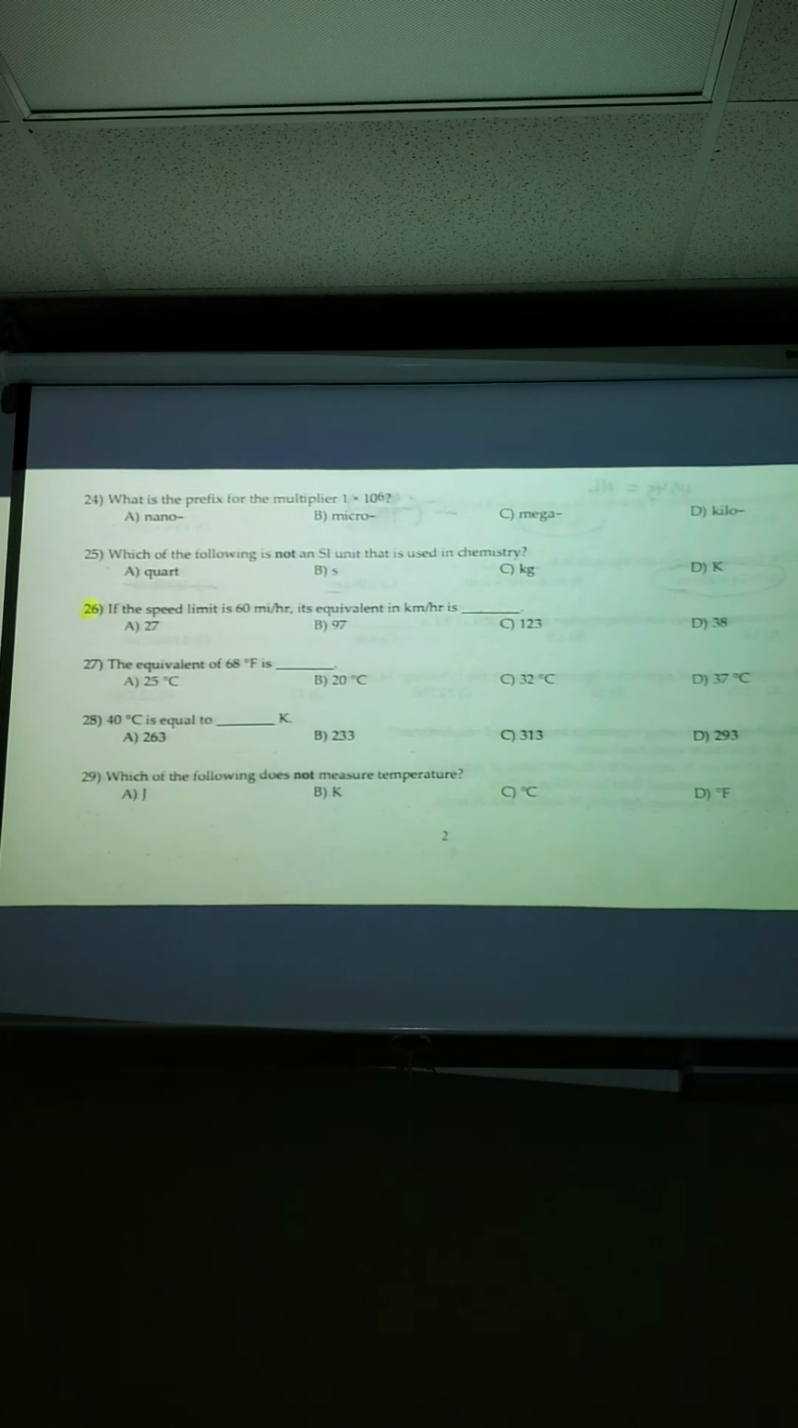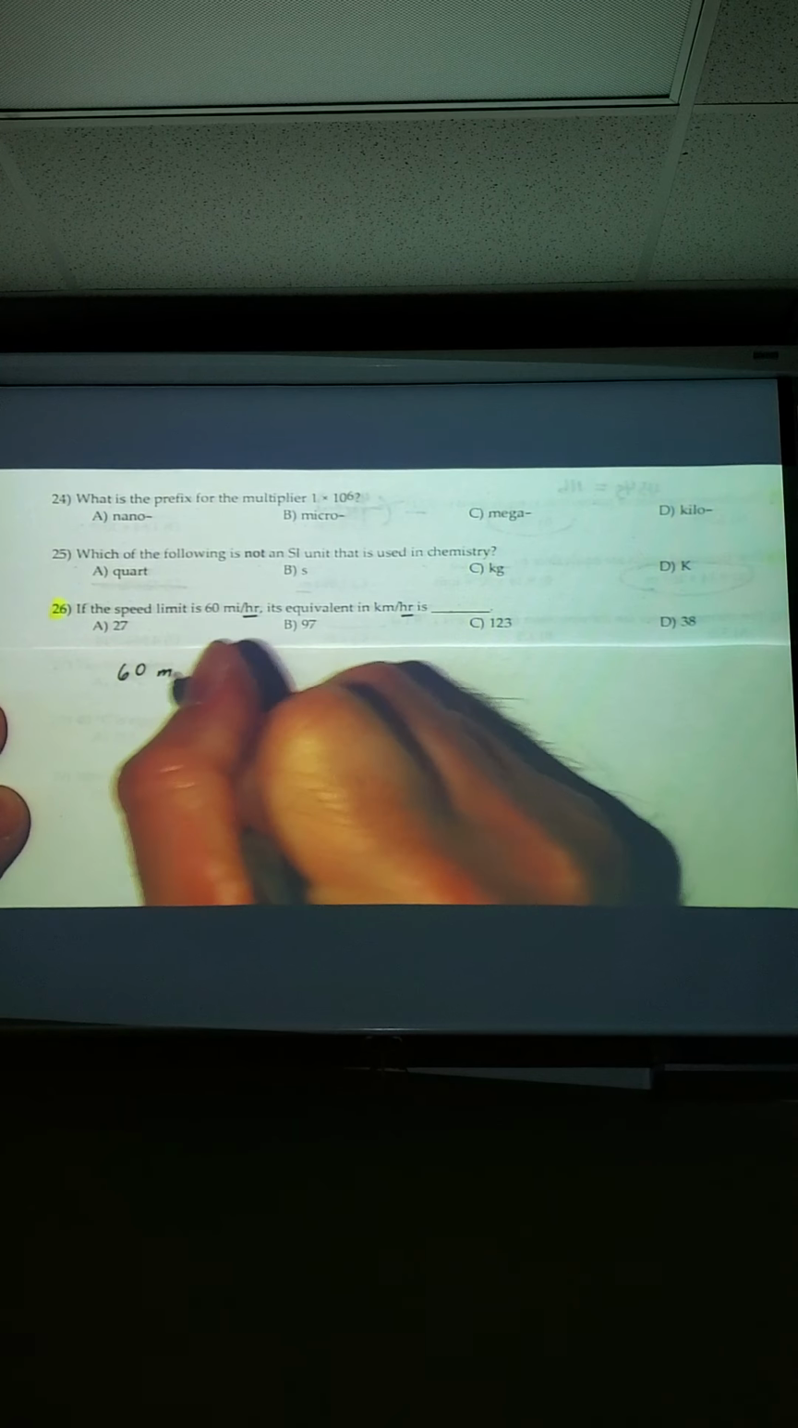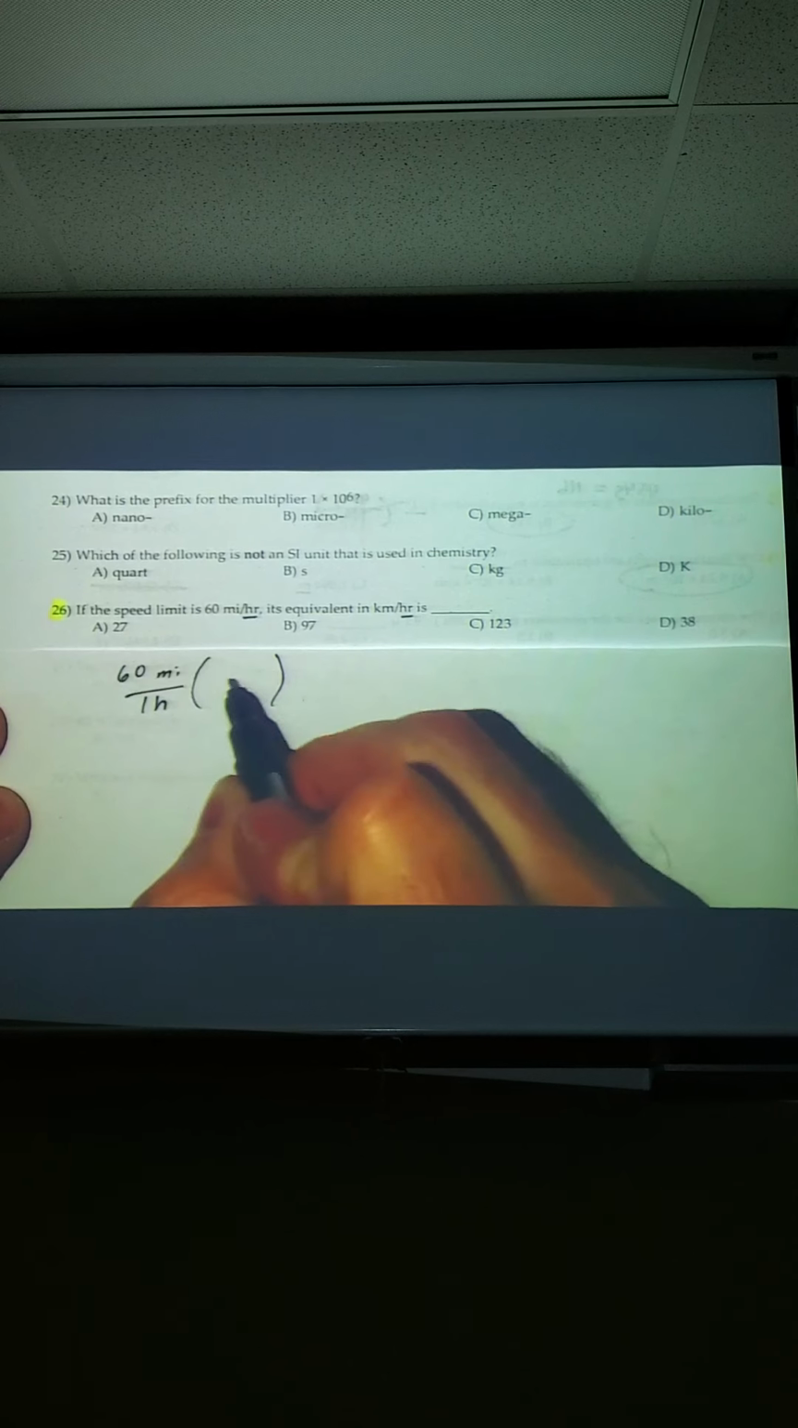Number 26 is very important if you cross the border, because those speed limit signs are a little bit different. So when you look at this conversion here, you'll notice that both of them are per hour, so we don't have to change time. We just have to change distance. So if we have 60 miles per 1 hour, that's just a conversion. We need to go to kilometers per hour, so we need to get rid of miles. And the only way to do that is to put it on the bottom.